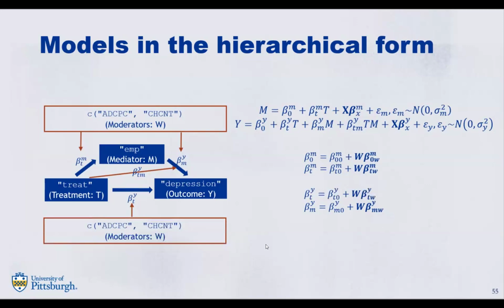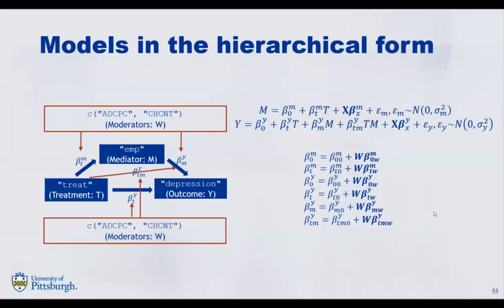Similarly, I argue that the path from the treatment to the outcome is also moderated. And again, as I emphasized earlier, when you have the interactions, you should also write the intercept as a function of the moderators. So that's why I have this. In addition, I also argue that the treatment by mediator interaction may also be moderated. So that's why I have the moderators interact with the coefficient of T in the mediator model, and also with the coefficients of T and the T by M interaction in the outcome model.